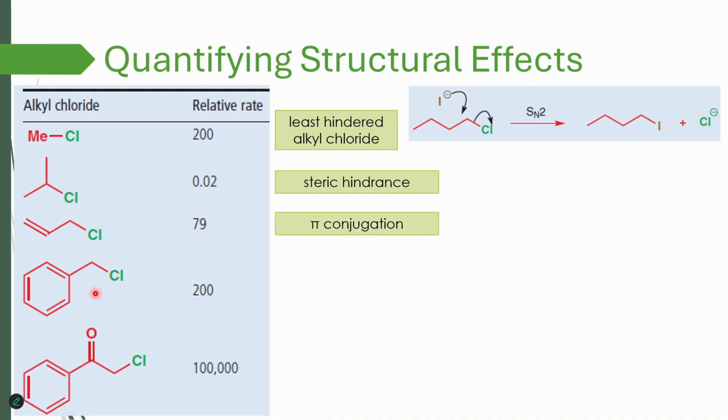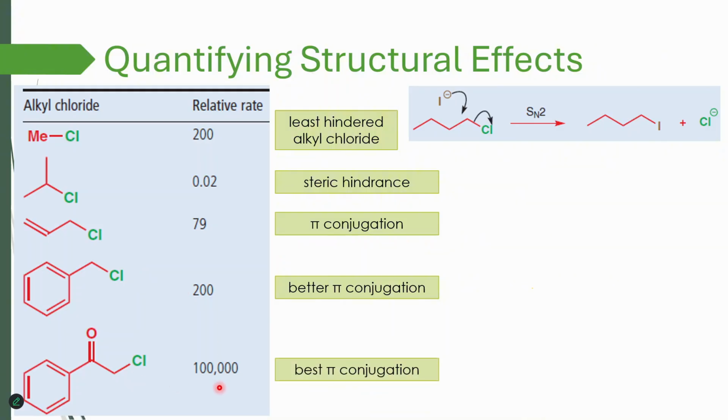And by the way, benzene's pi system is much better in terms of stabilizing the transition state. So you have even better pi conjugation here. And this one here has the best pi conjugation, and it has a really large reaction rate number. Okay. You see this is 0 degree. So this is the fastest. So there is no steric hindrance at all. So the energy of the transition state is really low. So this is 0 degree.